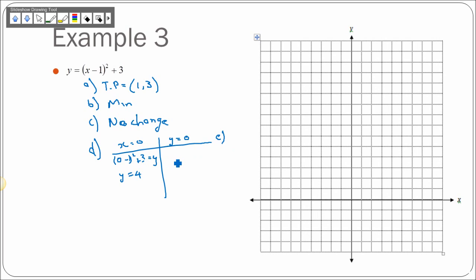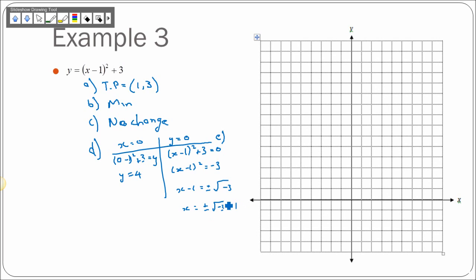Our x-intercept is (x minus 1) squared plus 3 equals 0. So minus 3 off both sides. (x minus 1) squared equals minus 3. Square root both sides. So we have x minus 1 equals plus or minus the square root of minus 3. And then we add 1 to both sides, so x equals plus or minus the square root of negative 3, plus 1. Now we've come across a problem because we can't actually take the square root of a negative number.